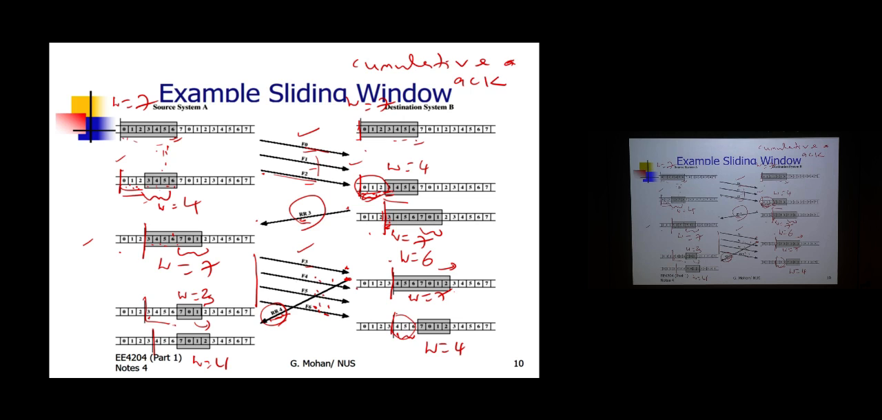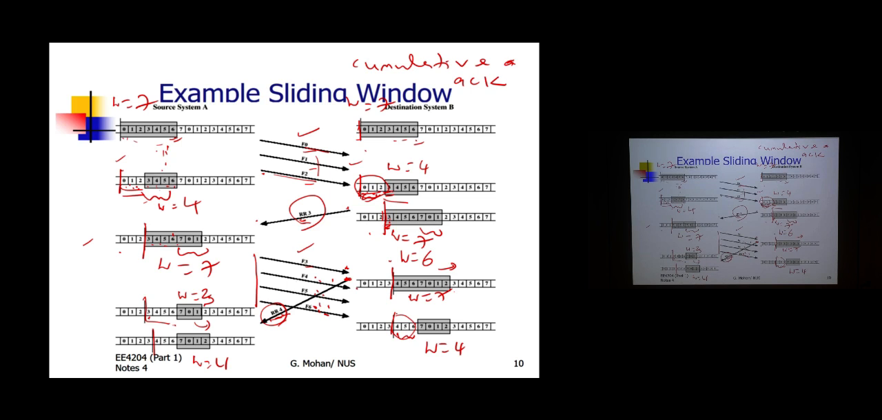Any doubt? Yes? So the receiver does not send the acknowledgement one by one. It processes the first 3 frames together, then it sends the acknowledgement. In this example, sometimes it acknowledges after receiving 3 frames, sometimes after 1 frame. So in practice, the receiver need not acknowledge every frame.